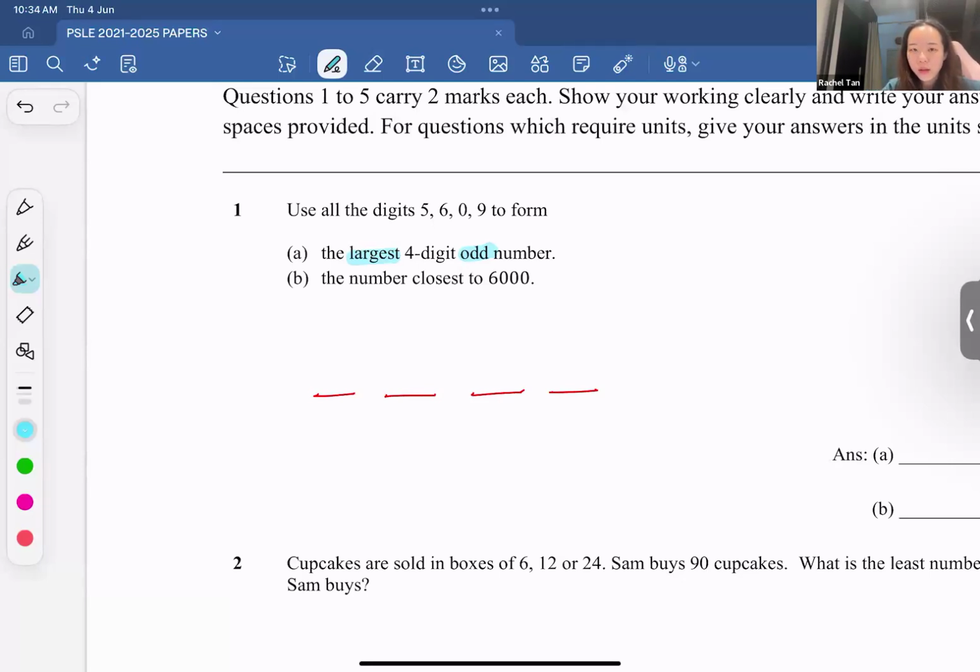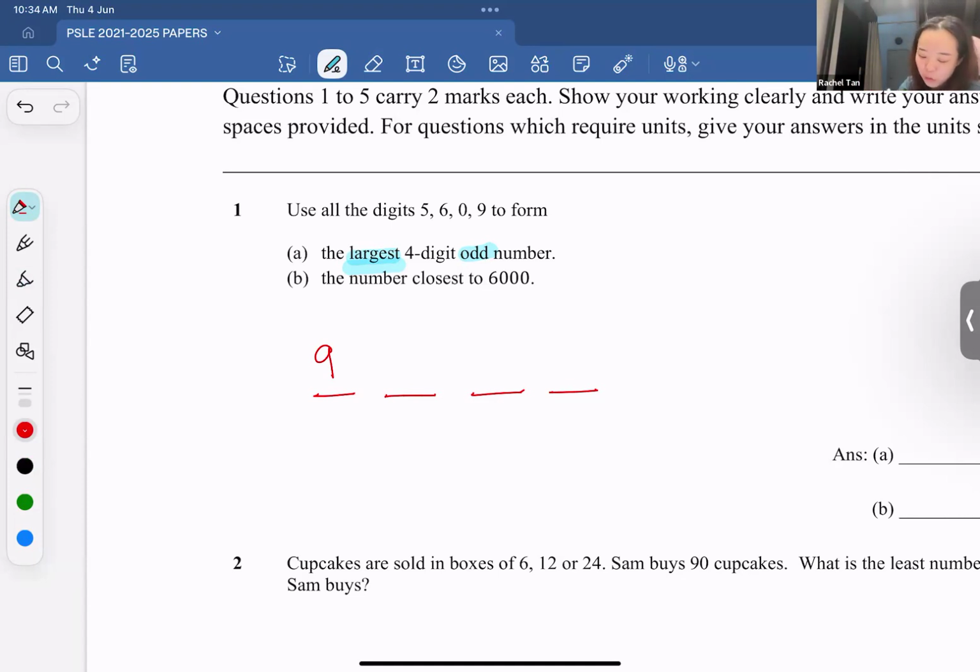1, 3, 5, 7, 9. Yeah, 1, 3, 5, 7, 9. So your last digit must be 1, 3, 5, 7 or 9. And if I want the largest, it means that I must start with the biggest number. So usually I will start from 9, and then I will just go from biggest to smallest.